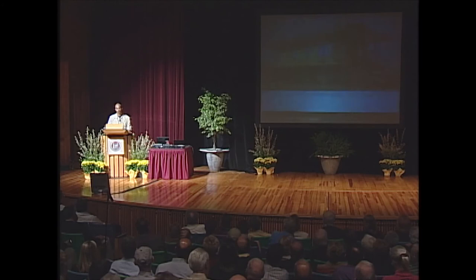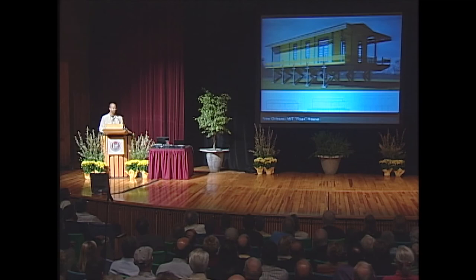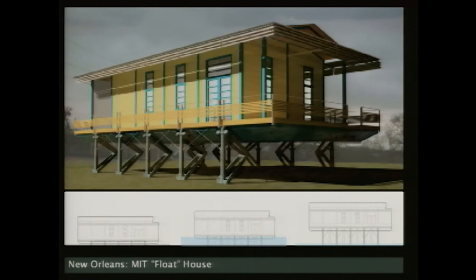So I'll leave you just with two current designs that I'm working on. One is a kind of modest proposal. It's for a house. We're calling it the MIT Float House. I am privileged to be involved in a number of projects in New Orleans. Believe me, the next 2 years are going to be really interesting in New Orleans. A lot is happening, not only because of the hurricanes.